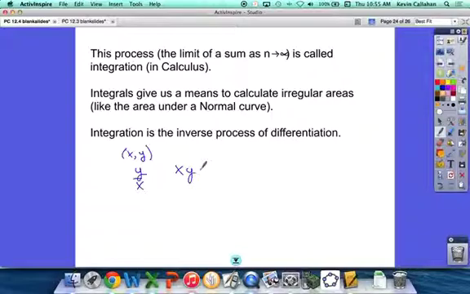If I say f of x equals x squared, then like I showed you before, that means f prime of x equals 2x. I bring down the 2, reduce the exponent by 1, okay? Then we would say the integral of 2x equals x squared. They're inverse processes. There's a little more to it than what I'm showing you right there, but in the end, taking the integral and finding a derivative are inverse processes.